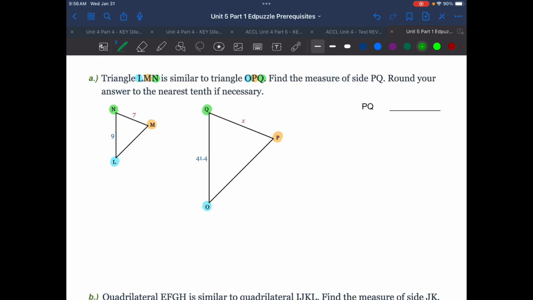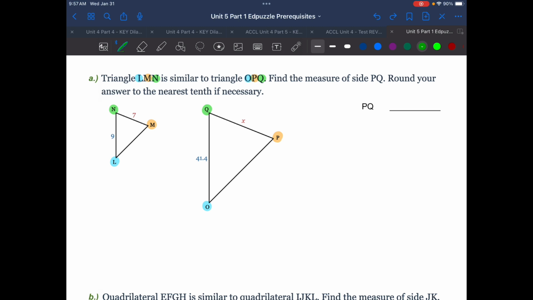Okay, so let's try this example right here. It says triangle LMN is similar, not congruent to, so they're not identical, but they're telling us right off the bat that they're similar. What makes them similar? Well, they have the same shape, they have the same angle measures, and they have proportional sides.